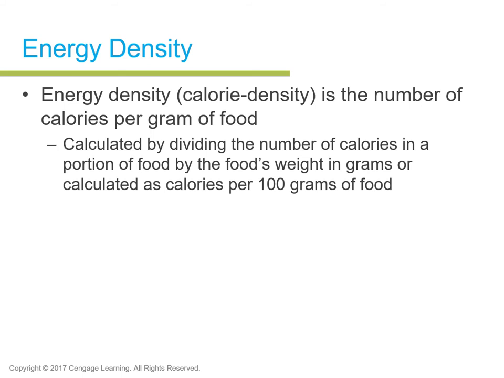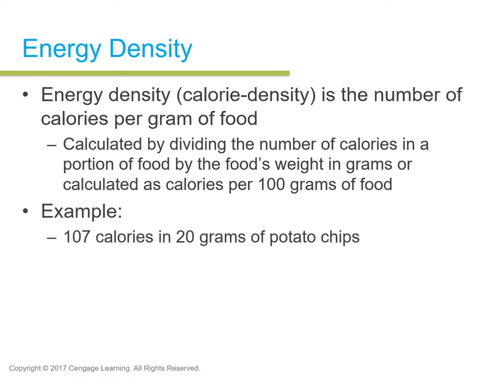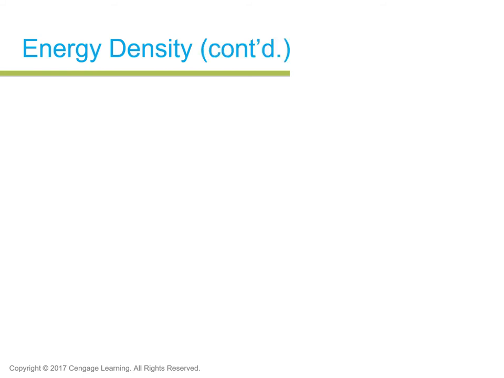It's calculated by dividing the number of calories in a portion of food by the food's weight in grams, or calculated as calories per 100 grams of food. Here's an example: 170 calories in 20 grams of potato chips. You take 170 calories divided by 20 grams, and you get 8.5 calories per gram. To know how much you're getting per gram, you divide it.